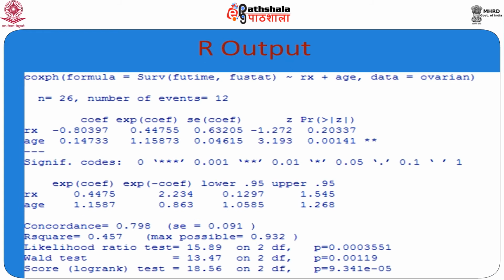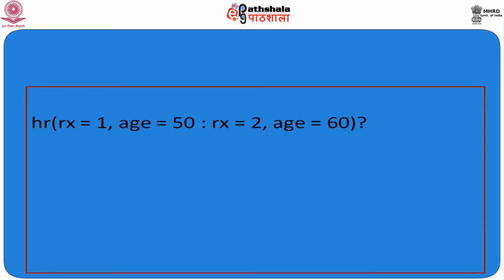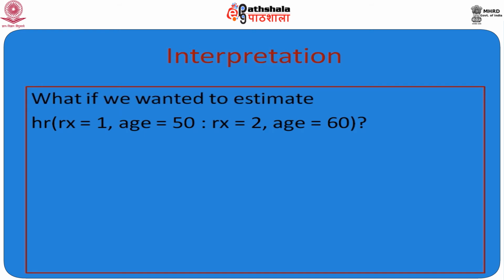Now we will go to the next slide. This is the question about the interpretations. If a patient is treated with Rx1 and age is 50, what will be his hazard ratio in comparison to the patients who were treated with Rx2 and whose age is 60? So this is the question, what if we want to estimate that.